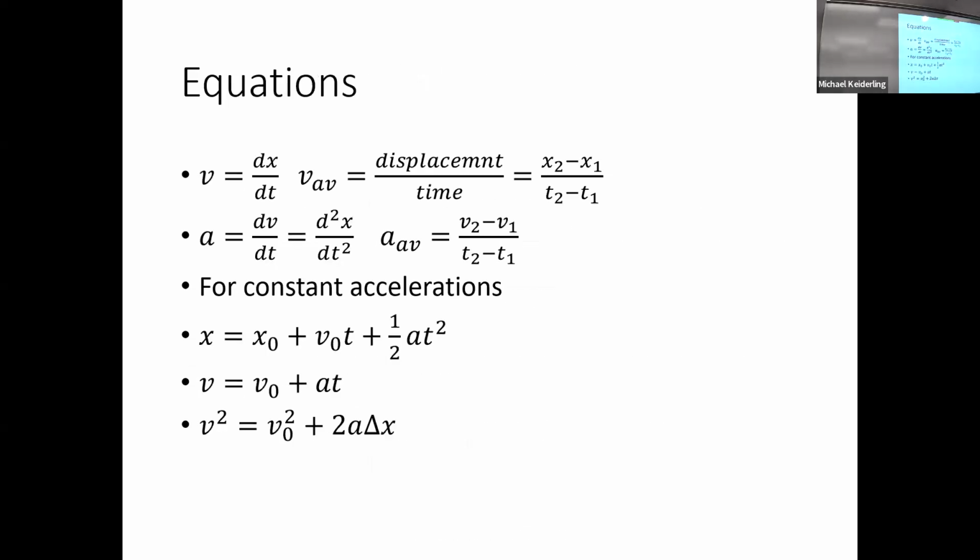So here are the equations. Average velocity is displacement over time, so x2 minus x1 over t2 minus t1. Velocity is the derivative of x with respect to t. Acceleration is the derivative of velocity with respect to t. And for constant acceleration, position is x naught plus v naught t plus 1/2 acceleration times time squared. Velocity is v naught plus acceleration times time. And velocity squared equals v naught squared plus 2 times acceleration times delta x.